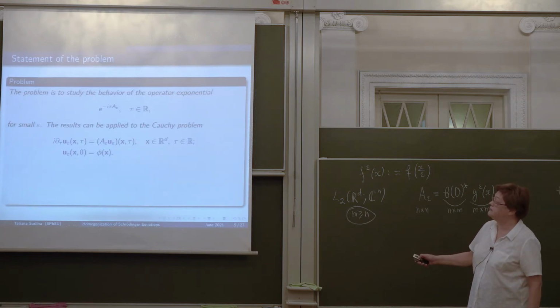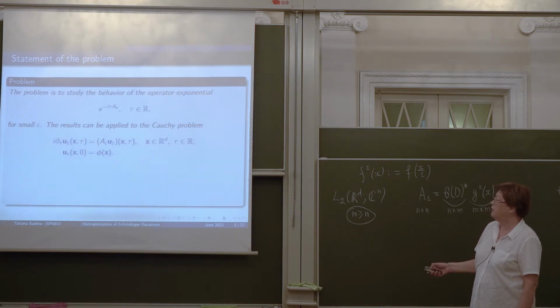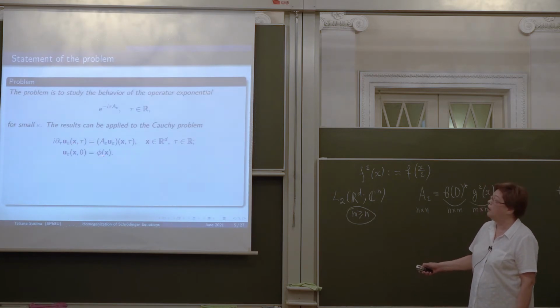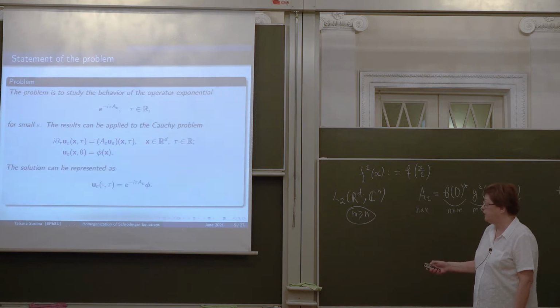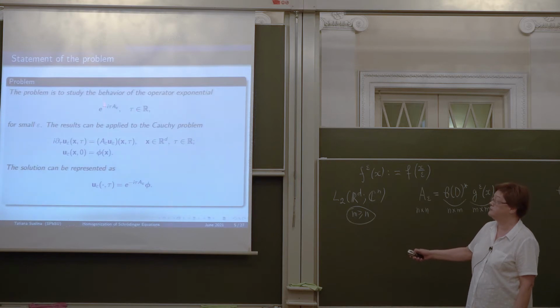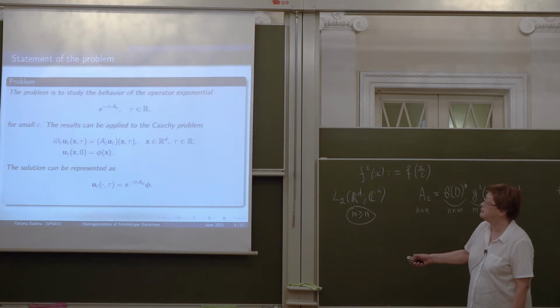We will formulate the results in the operator terms, but of course we can apply the results to study the behavior of the solution u epsilon of the Cauchy problem for this Schrodinger-type equation with the following initial condition. Obviously, the solution can be written as this operator exponential applied to phi. So from the results for the exponential, we can easily derive the results for this solution.